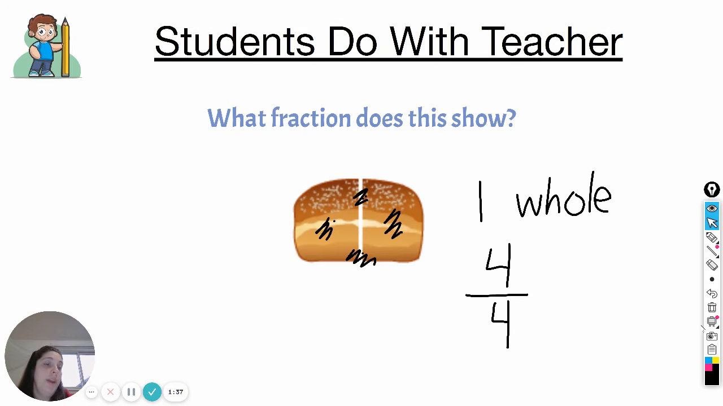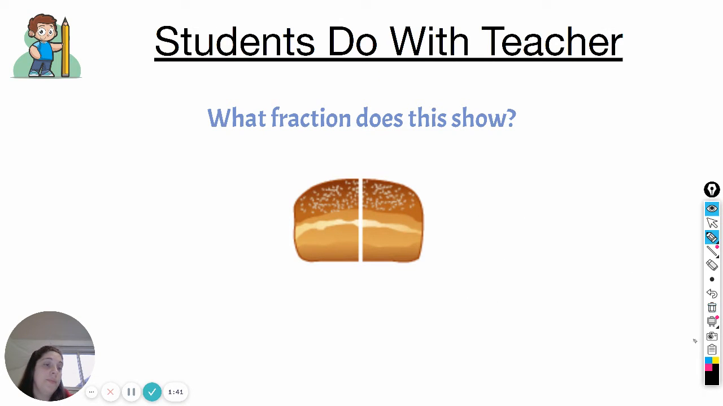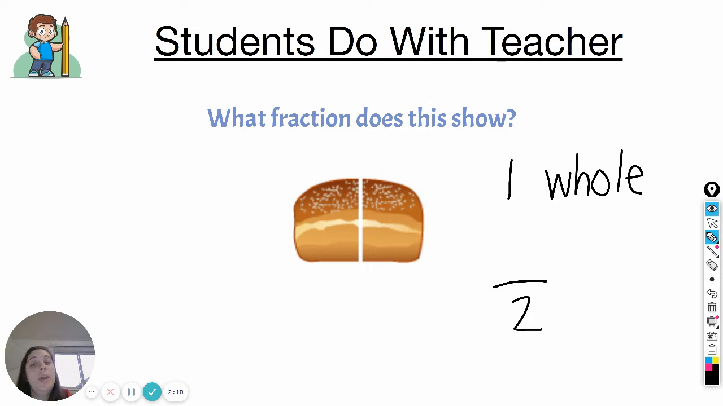Okay, let's have you do one with me. Same thing with this one. You can see it is one whole, and they've broken it up. Take a moment and count how many pieces it's broken into. 2. It is broken into 2 pieces. Our denominator is 2. And because the whole thing's shaded, 2 pieces are shaded out of the 2 pieces altogether. So 2 halves are shaded.